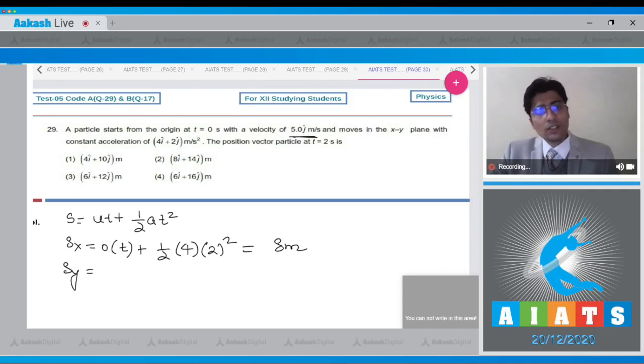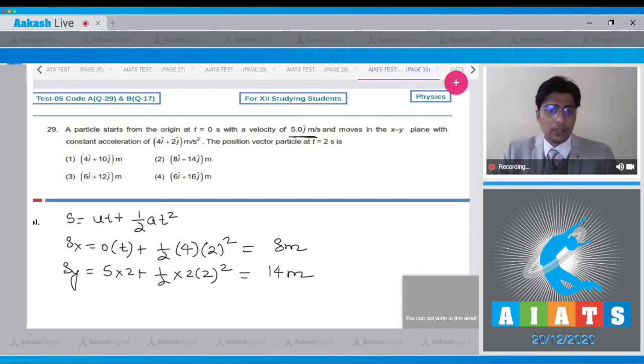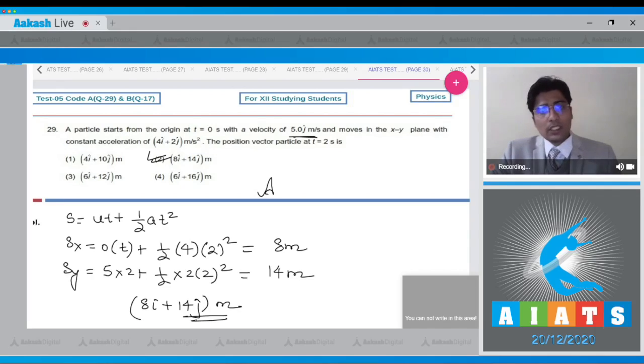Similarly, in the y direction, it will be equal to 5 into 2 plus half into 2 into 2 square. 5 is the initial speed in the y direction, and this, dear student, will be equal to 14 meter. And hence the final position will be 8i cap plus 14j cap meter, option 2 being the correct answer. Now let us move to question number 30.